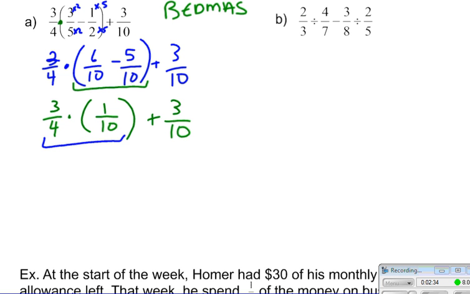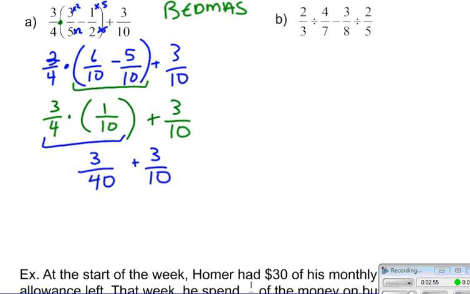And when we multiply fractions, we're thinking numerators times numerators, denominators times denominators. So we get 3/40 plus 3/10. Okay, in order to add our fractions, again, we need a common denominator. Yes, I know it's annoying. Yes, it takes a lot of work. And yes, you have to do it.